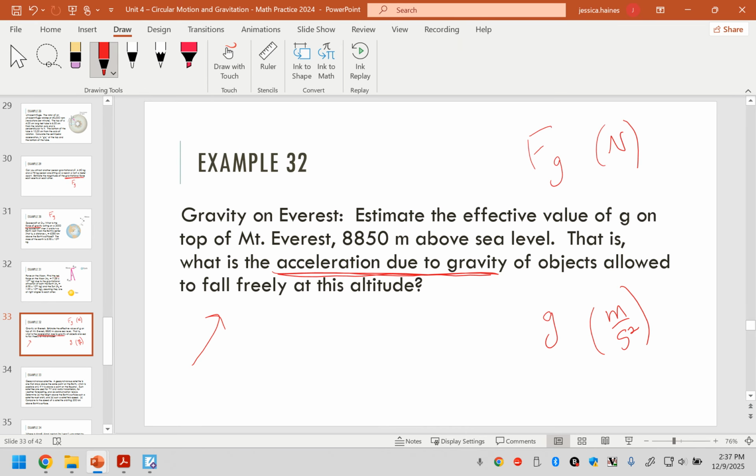So just make sure that you're using the appropriate equation based on what they're asking, because the wording is very similar. Asking for an acceleration due to gravity is not the same as asking for a gravitational force, or the force of gravity. They sound similar, but they're not.